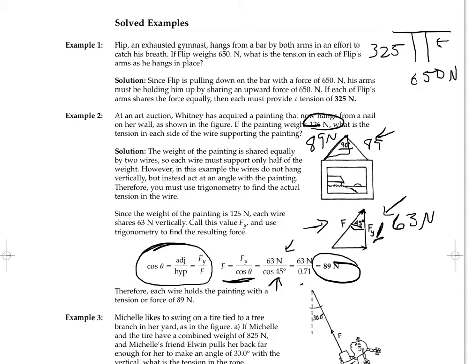Same thing on this side. So despite the fact that only one side is actually lifting up at a force of 63 newtons, the tension in the rope or the wire is as high as 89 in this example.